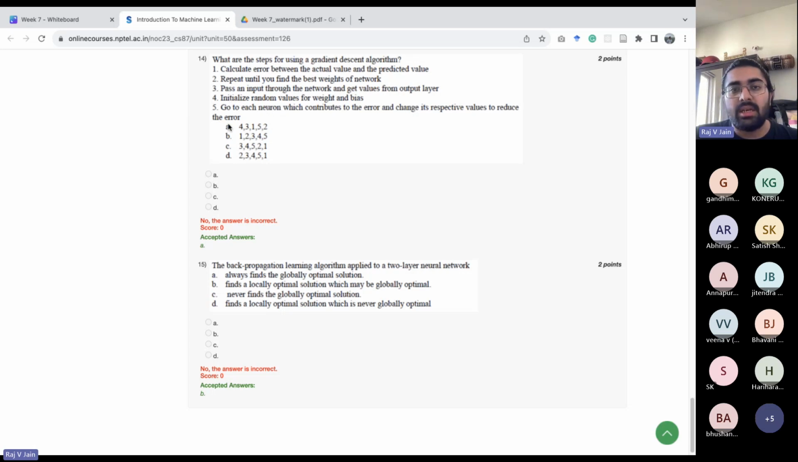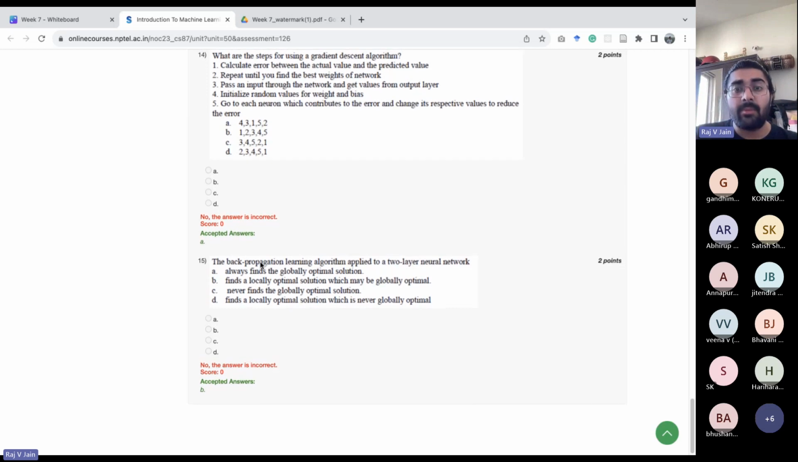So first you initialize, then you pass through the network and get the outputs, you find the error, and you go to each neuron to change its respective weight based on the error, and then you repeat until you get the best weights for that network.